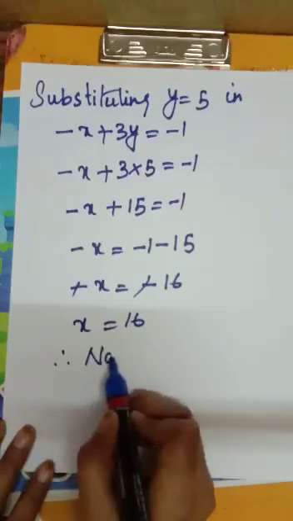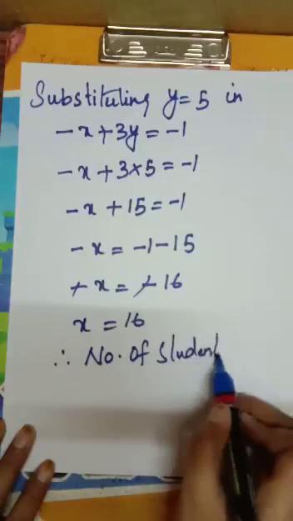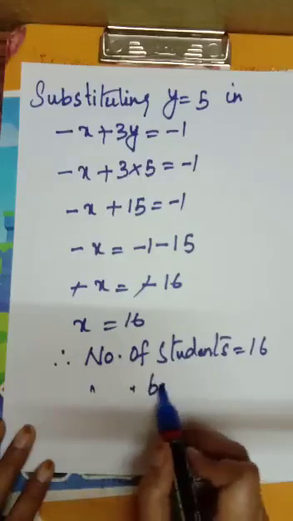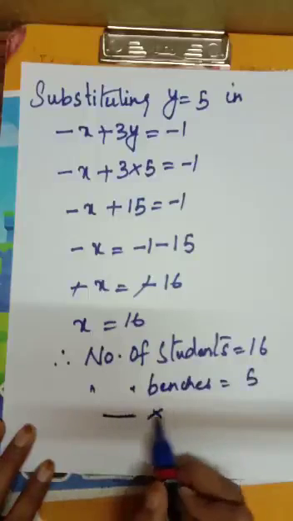Therefore number of students, हम क्या suppose कर रहे थे, number of students x, that is 16, and number of benches that is 5. Here the exercise is completed.